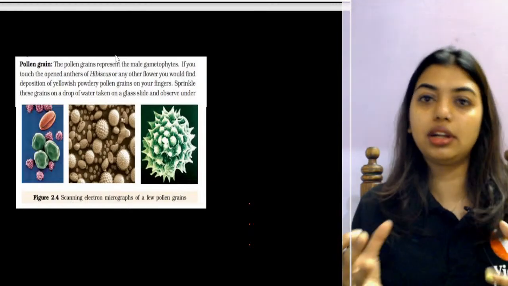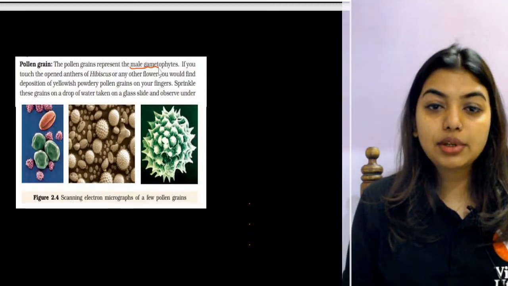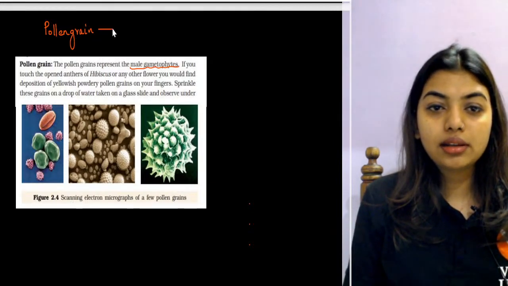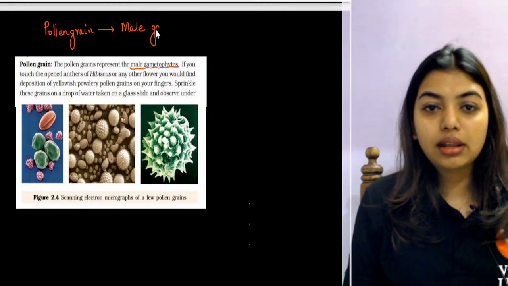Right, so pollen grains represent the male gametophyte. Now students, this is very important because people get confused with gametophyte. So the pollen grain is a male gametophyte.